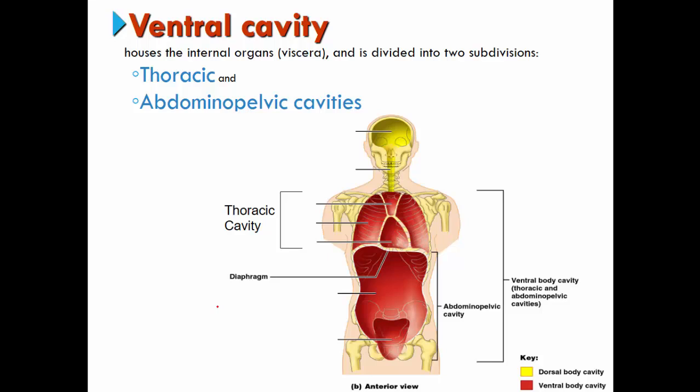The ventral body cavity has much more going on. One term that you'll see used for organs is viscera. So the ventral body cavity contains much more viscera than the dorsal body cavity. In order to keep things straight, they are going to further break the ventral body cavity into two subcavities, the thoracic cavity and the abdominal pelvic cavity. But the ventral body cavity is all on the front.